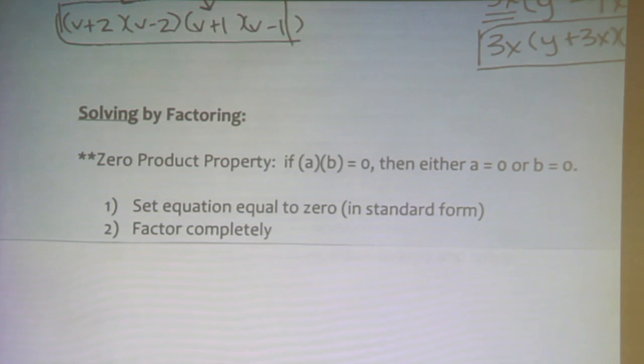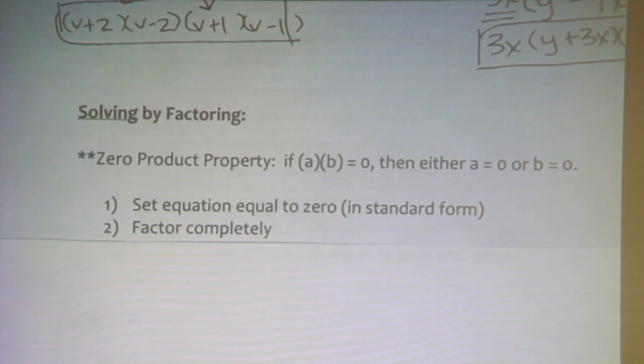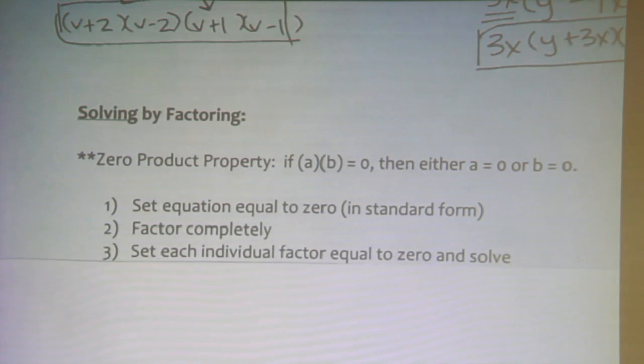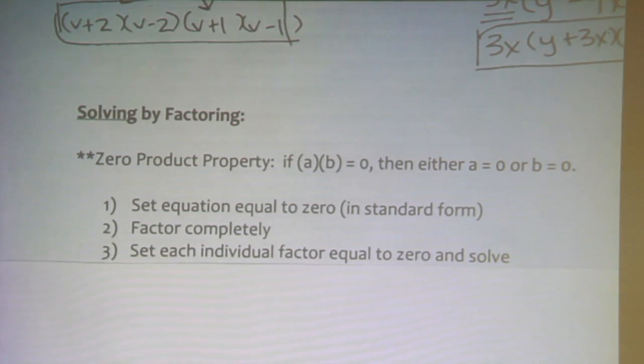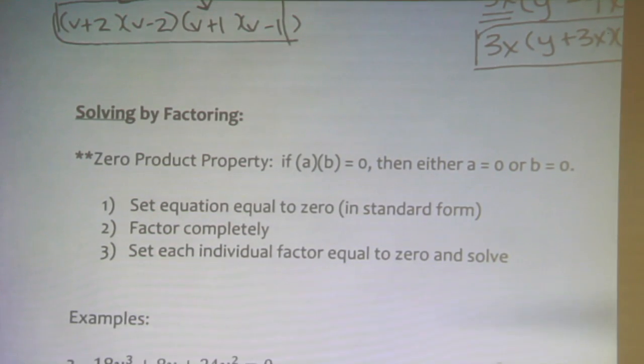Then you want to factor that resulting polynomial completely using the guidelines that we did at the beginning of this lesson. Then you're going to set each individual factor equal to 0 and solve accordingly. We're going to look at 2 examples here and then we'll be done.